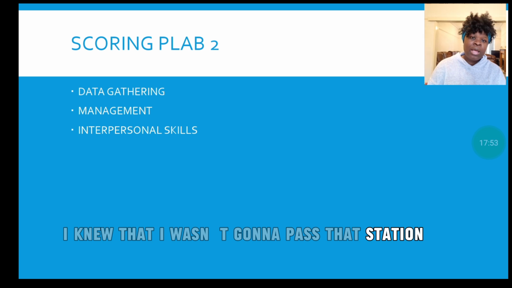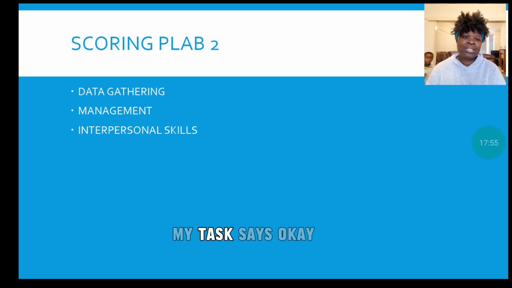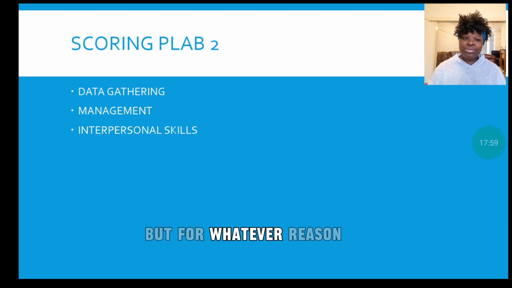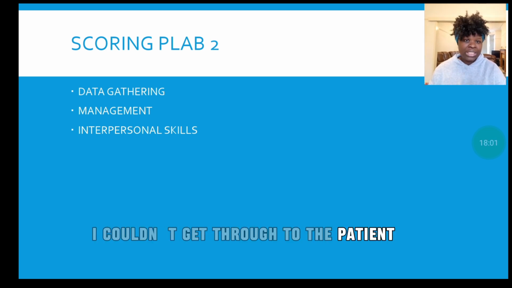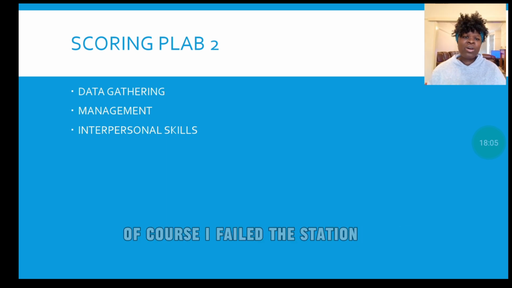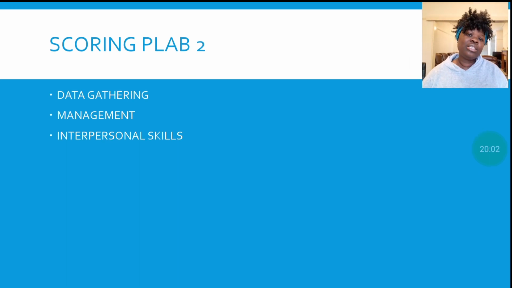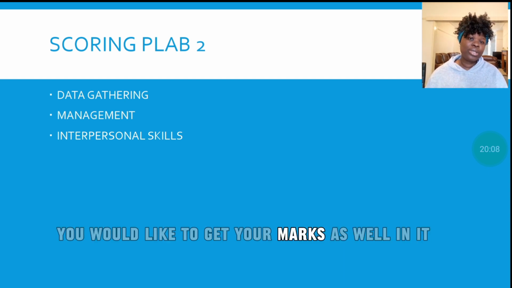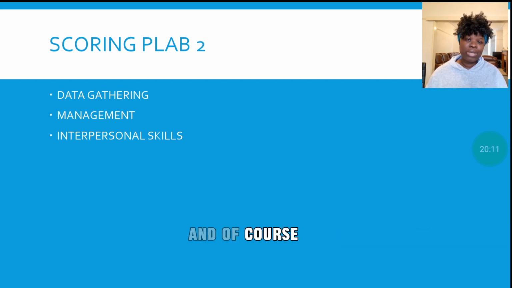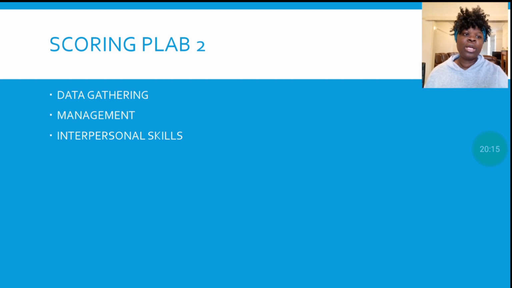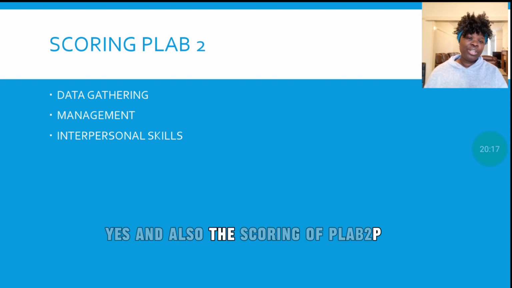to pass that station because I'm looking at my task. My task says, okay, talk to the patient and explain the management. But for whatever reason, I couldn't get through to the patient to explain the management. And guess what? Of course, I failed the station because what I'm saying essentially is that your management and interpersonal skills are interlinked together. So if you can get to management, you will likely get your marks as well in interpersonal skills. And of course, that is managing properly with the right clinical knowledge. Okay. Yes, and also the scoring of PLAB 2.